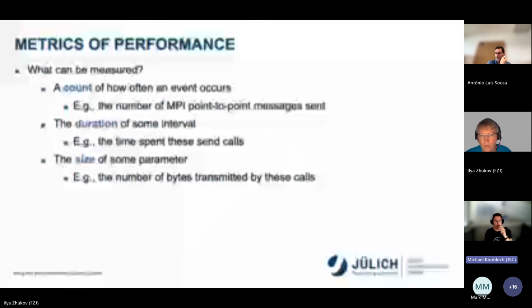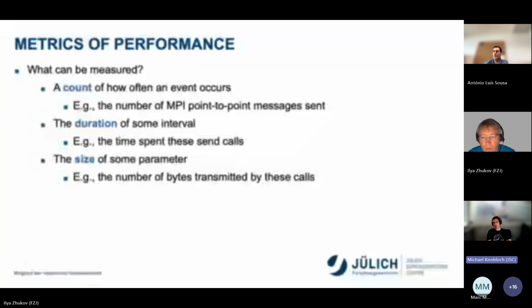Okay. Next thing. What are some metrics that we are looking at? We can measure a lot of things, right? We can measure counts, how often a certain event occurs, for example, the number of MPI point-to-point messages that were sent. Then we can measure the duration of an interval, for example, the time spent in these MPI point-to-point messages that we just counted. And we can measure sizes of parameters, for example, the number of bytes transmitted by these messages, right?